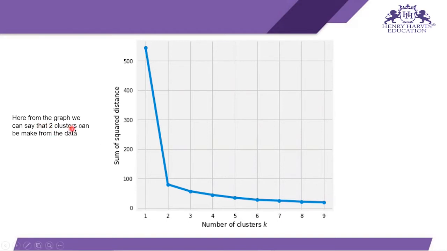As you can see from the graph, we can say that two clusters can be made from that data. Here you can see we get an elbow at the point of 2. So we can say that in our dataset we can make two clusters, and 2 is the optimum number of clusters to make. So that's how we use this elbow technique to find a good number of clusters.